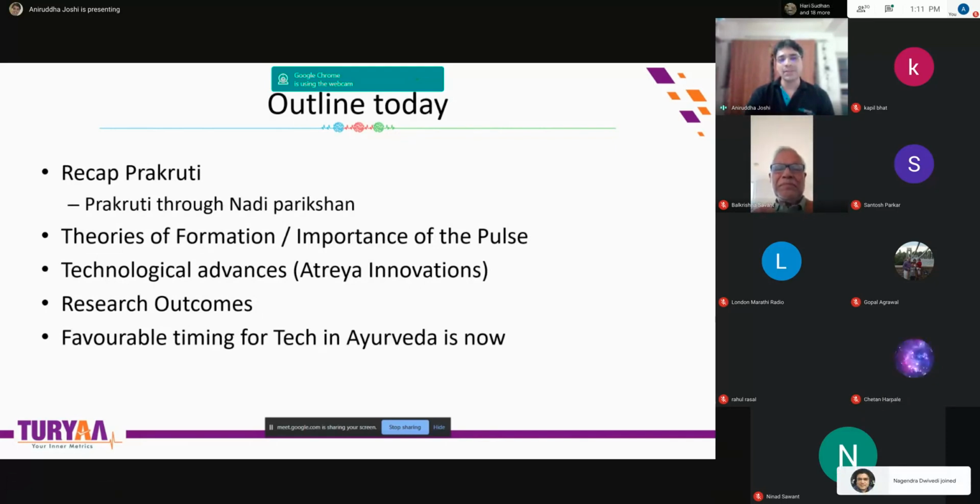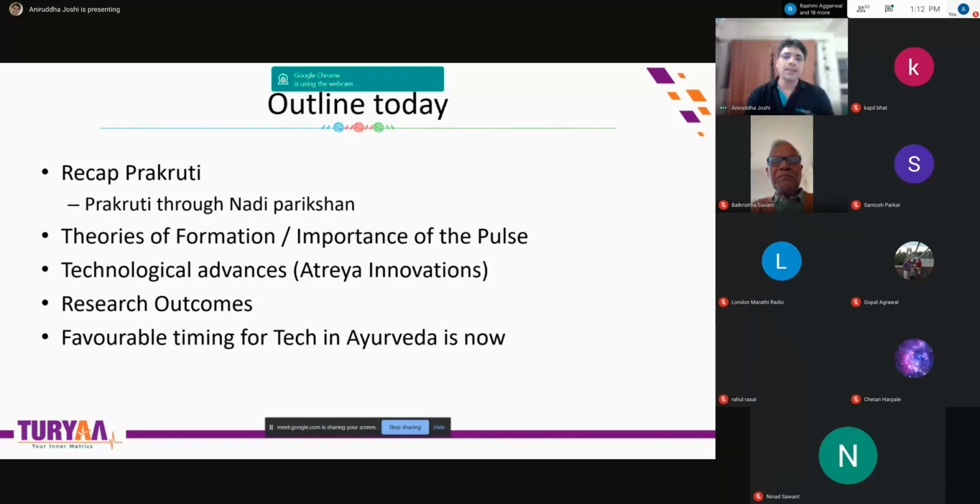I will again start with Prakruti because that's the most important thing, and yesterday also, Vaidya Tejaswini's answers were revolving around Prakruti. So I will start again with Prakruti. How do we find out Prakruti from Nadi? How do we find out its imbalanced version, which is Vikruti, from Nadi? Various theories of formation and importance of the pulse. I'm going to explain three theories, which I can cover in today's lecture.